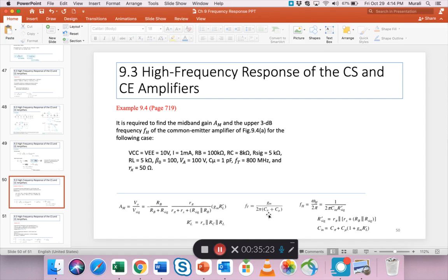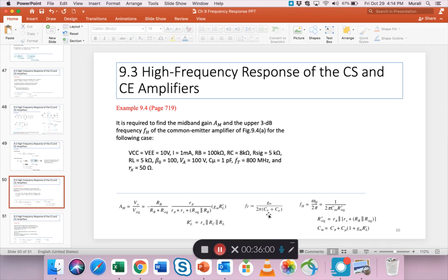He starts off by finding GM, R pi, R O. Then he finds C pi. C mu is given. So you can see how he finds C pi to be 7 picofarads. He plugs everything in and gets a midband gain of minus 39 volts per volt, which in log terms is 32 dB.